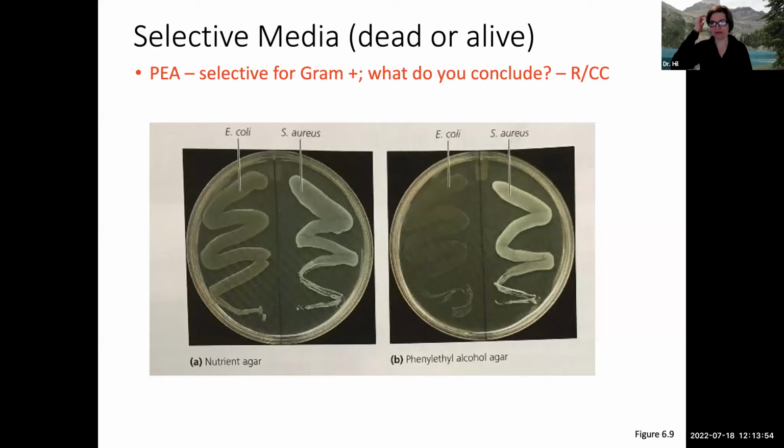That's right. What this data tells us is that Staphylococcus aureus is gram positive. How do we know that? Well, it grew, and E. coli did not.